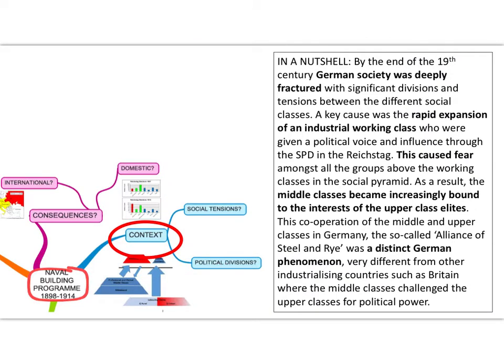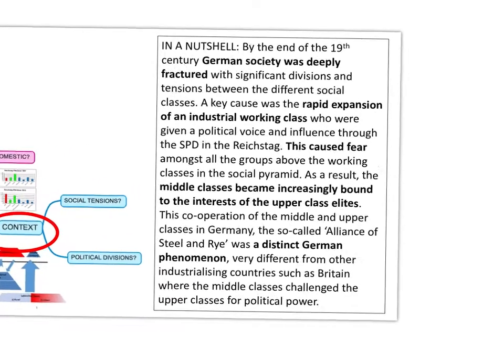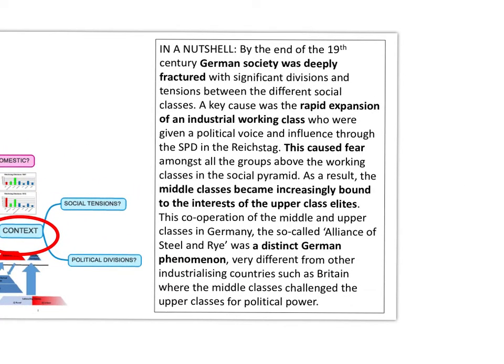So we're now on to the mind map. Okay, all that is background. In terms of context, in a nutshell, by the end of the 19th century, German society was deeply fractured, with significant divisions and tensions between the different social classes. A key cause was the rapid expansion of an industrial working class, who were given a political voice and influence in the Reichstag through their party, the SPD, the Social Democratic Party.